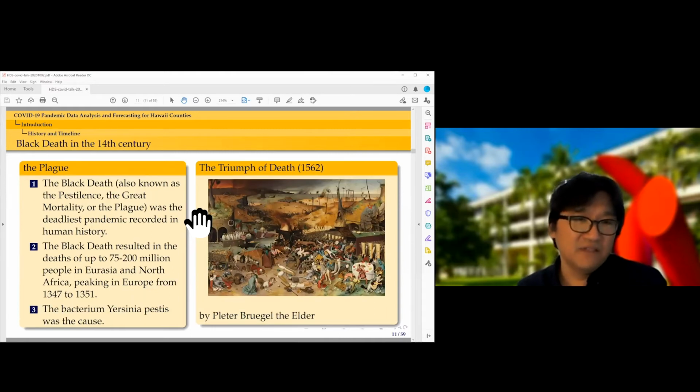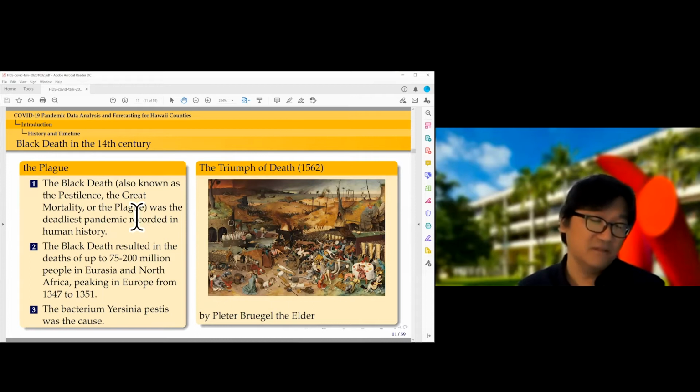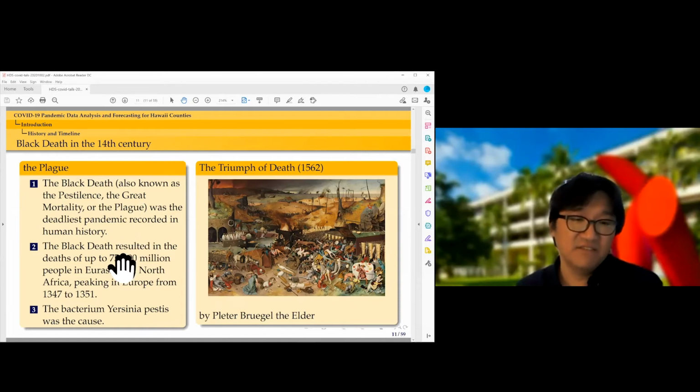Let's go back to history. In the 14th century, there was the Black Death, which we also call the pestilence, the great mortality, or the plague. Plague is the term most commonly used. It occurred in 14th-century Europe and killed 75 to 200 million people. This is a very scary event in history.